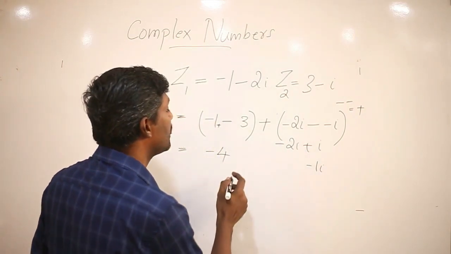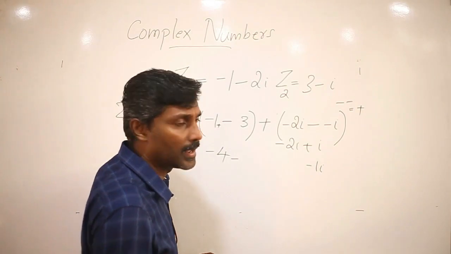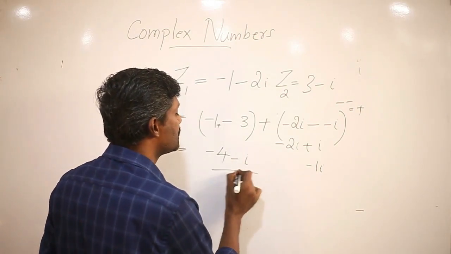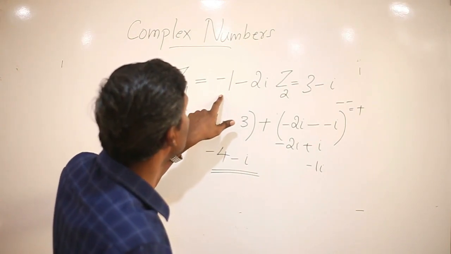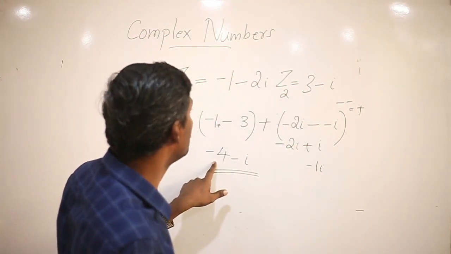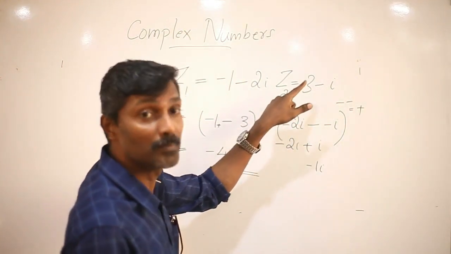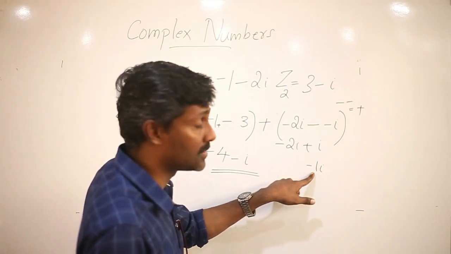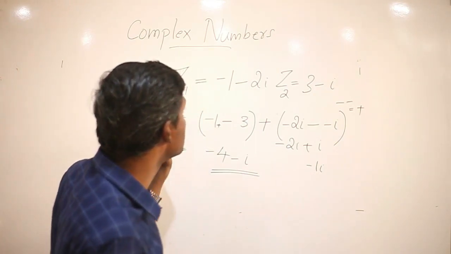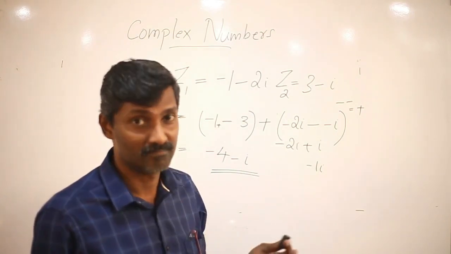So what is the final answer? You get minus 4 minus 1i. 1i is nothing but I, okay? So you get minus 4 minus I. So minus 1 minus 3 is minus 4. Minus 2i minus of minus I is minus 2i plus I, which makes it minus I as the answer. So the final value, the subtracted value, is minus 4 minus I.